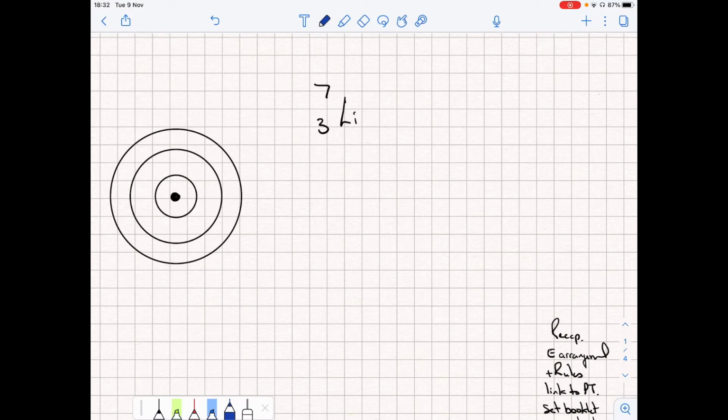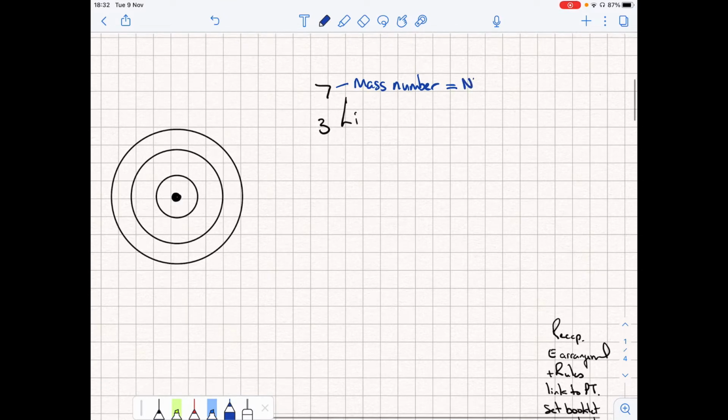Okay, in this video we're going to have a quick recap of the knowledge that we're going to need to help us to do the new learning. So here we have the information for lithium, and let's just label these numbers. So the 7 is the mass number, and if you remember, parts of the atom that have significant mass are protons and neutrons. They both have a mass of 1. So this is equal to the number of protons and neutrons.